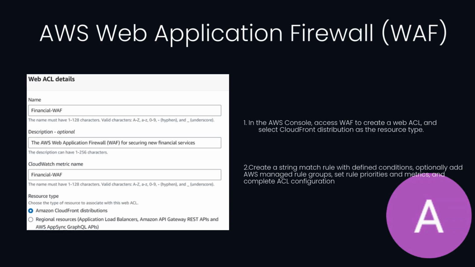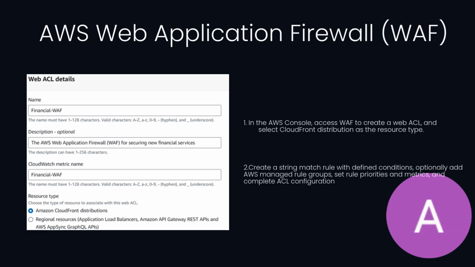Another critical service in AWS security is the Web Application Firewall (WAF). WAF helps protect web applications from common threats, and this is how we set it up. First, in the AWS console, we select WAF, and after that, we create a new web ACL.